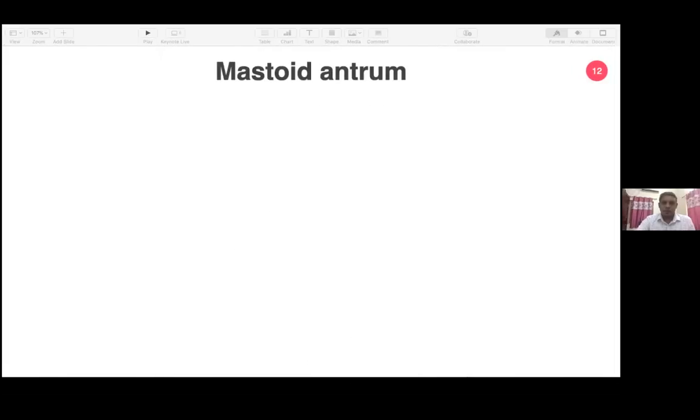Now, if one has to do a mastoidectomy, what mastoidectomy has to be done? One has to do a cortical mastoidectomy. A standard mastoidectomy differs from the cortical mastoidectomy done for cochlear implantation in a few aspects, which I will let you know in a few minutes.